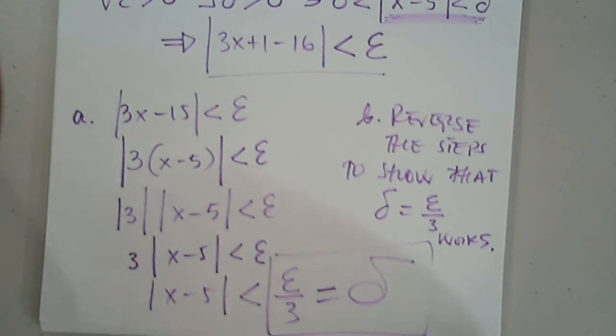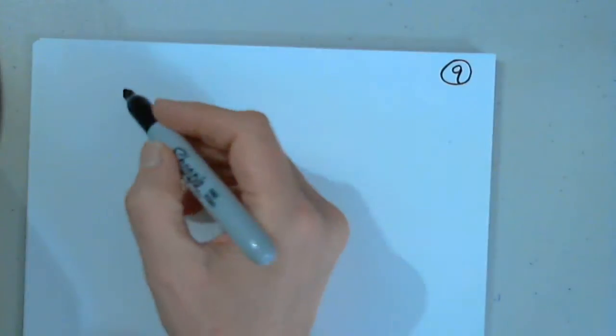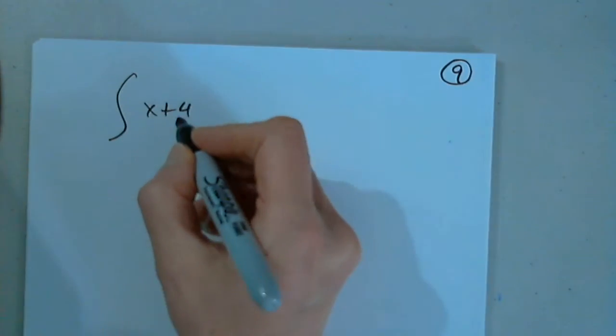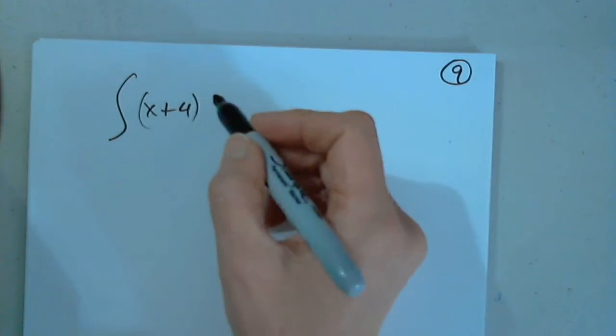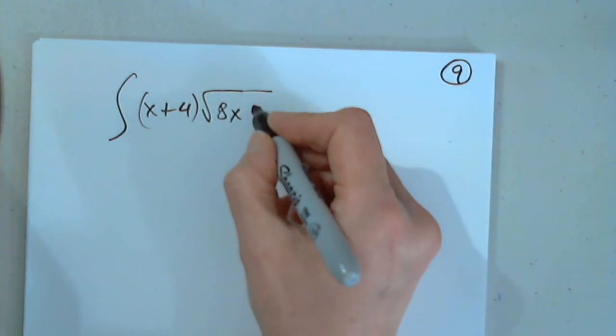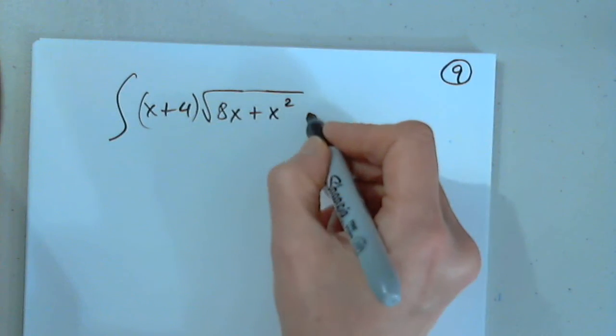I guess I have another one. Yes, I'm ready. This was on the substitution rule. Yes? Alright, so it's evaluate the indefinite integral of x plus 4, in parentheses, times the square root of 8x plus x squared, dx. Excellent.